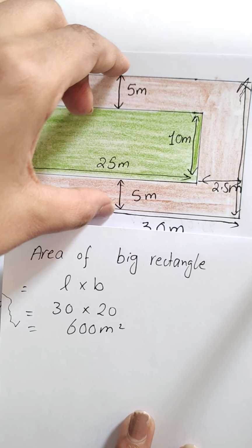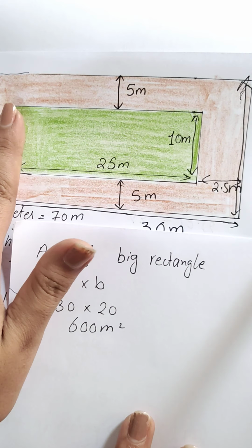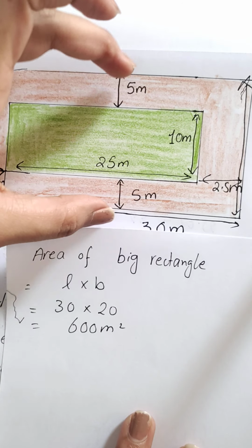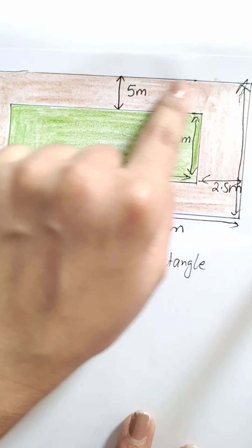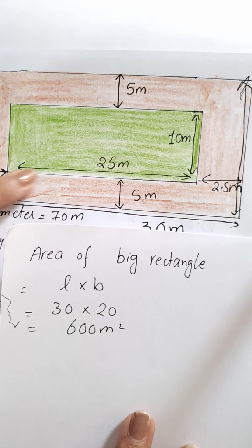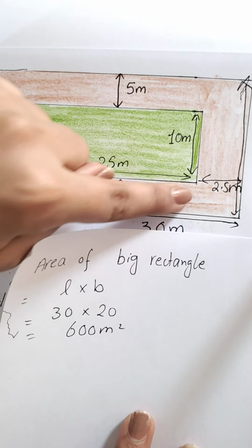How can we find it out? Just subtract the green shaded area from the big rectangle. You will get the answer for this shaded part, the brown shaded part. You will get the area of the paved path. Now I will solve it.